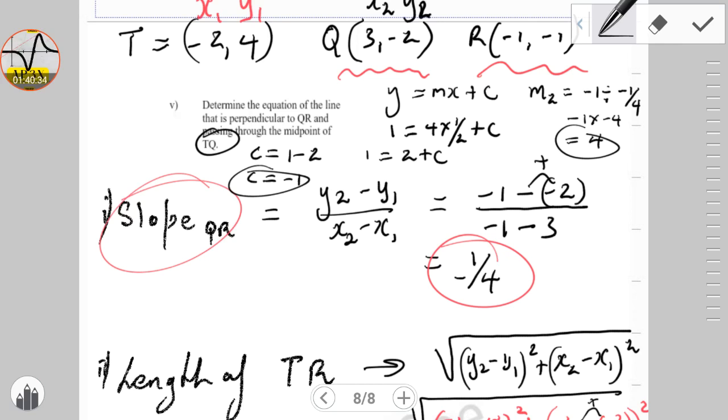And that brings us to the end of this paper. Pardon me, I didn't make the conclusion. The conclusion is that y is equal to 4x minus 1. That's the equation of the perpendicular line passing through TQ, or the midpoint of TQ.